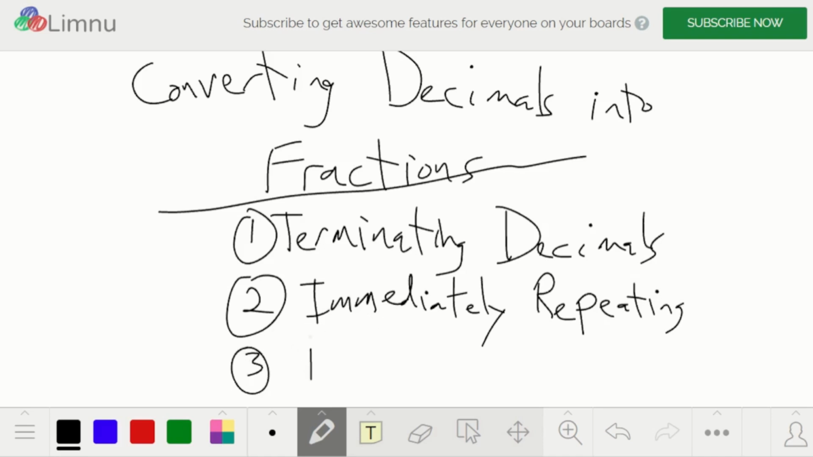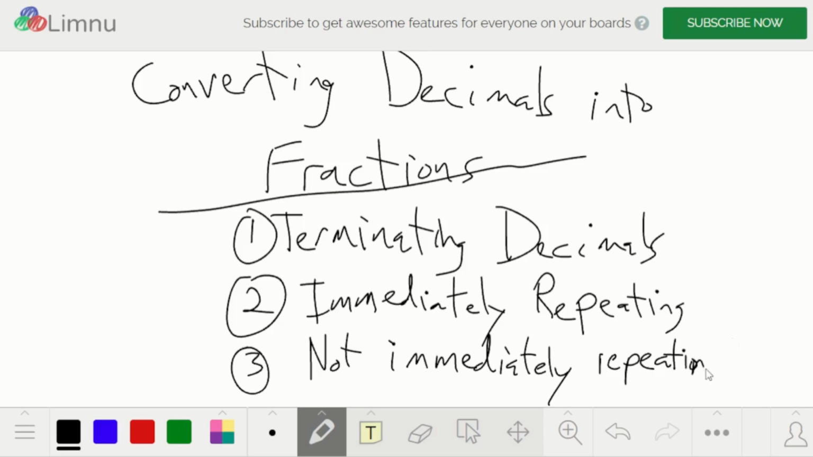And those that do not repeat immediately. So quick examples of these. 1/3 repeats immediately. That's 0.3 repeating. 1/6 does not. It's 0.1, and then only the 6 repeats. The 1 does not.